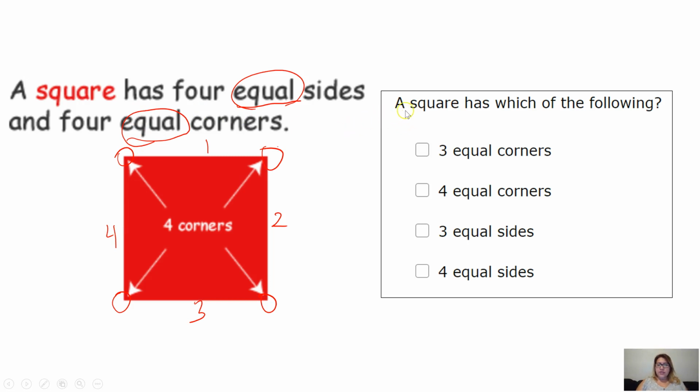Okay, so let's answer this question. A square has which of the following? Does it have 3 equal corners?